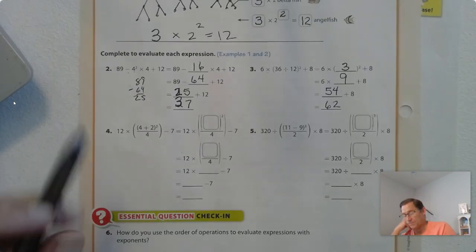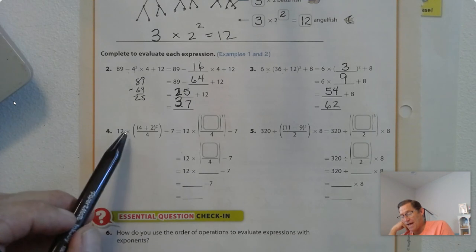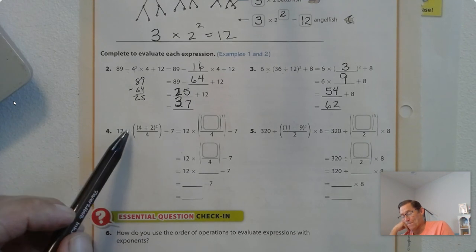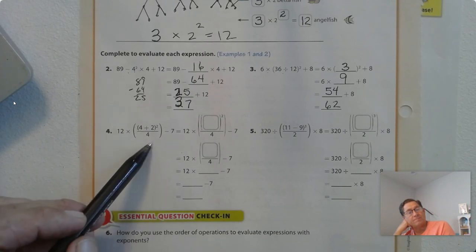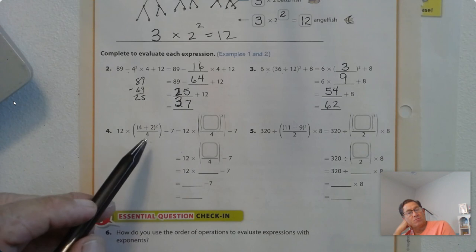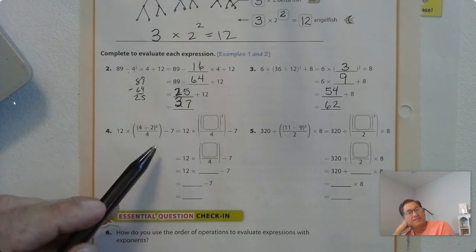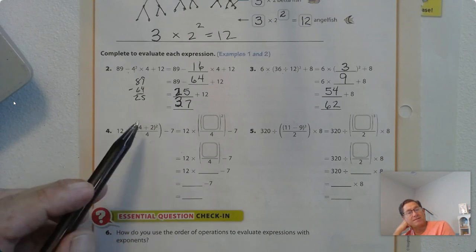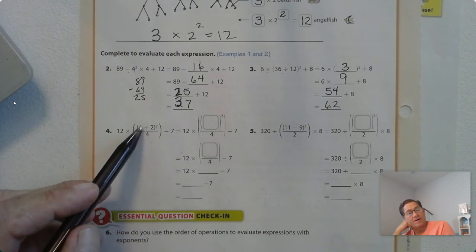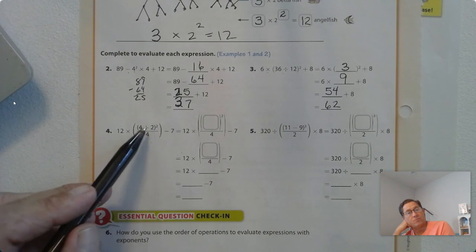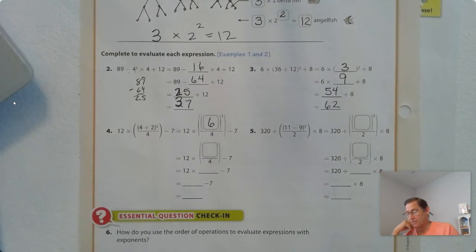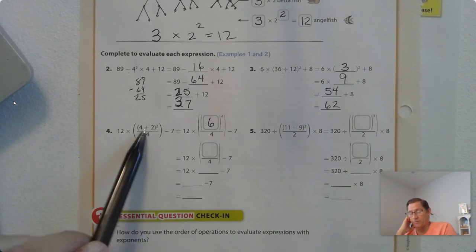Number 4. 12 times the sum of 4 and 2 squared, divided by 4, minus 7. So we have to do what's inside the parentheses first. Well, we have a parenthesis within a parenthesis. So we have to do the inner parenthesis first. So 4 plus 2 is what we're going to start with. So 4 plus 2 is 6. Okay, we didn't do anything with any of the other operations. All we did was simplify this operation.